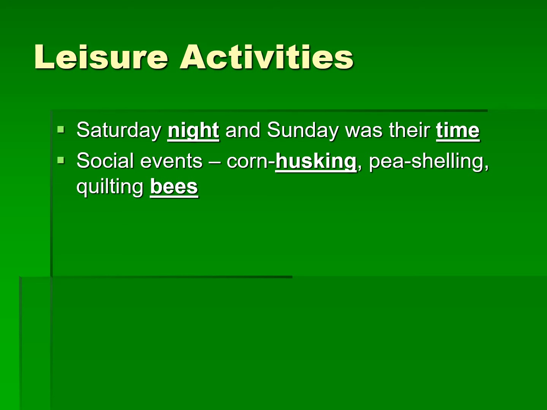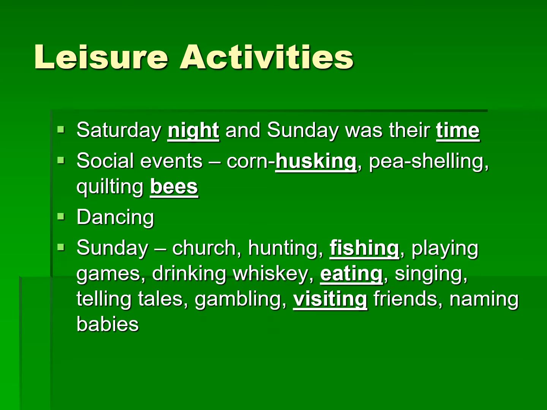This would lead to social events such as corn husking, pea shelling, and quilting bees. They had dancing, and on Sundays, on many plantations, they would have an actual slave church. Some slaves would even be able to do a small amount of hunting or fishing, playing games, telling stories, and visiting with other slaves. Naming babies was an actual community-wide activity.